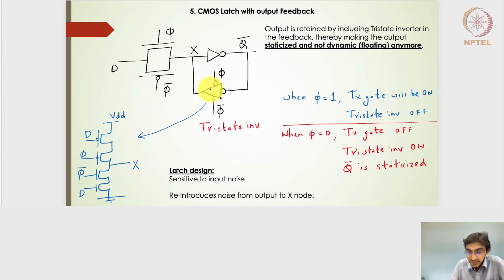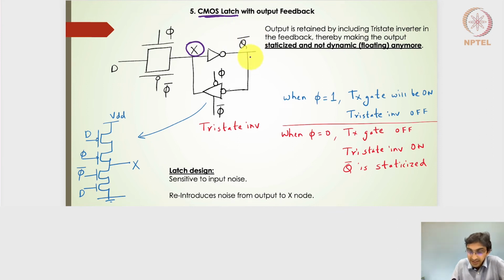And how do we use it? For a CMOS latch with the output feedback. So we have seen this particular transmission gate and then the inverter, right? The disadvantage of the transmission gate with the inverter was that the output node was in a floating mode, or dynamic. Due to the subthreshold leakage current, the voltage at the X node will drop, and it will have an effect on the Q bar signal.